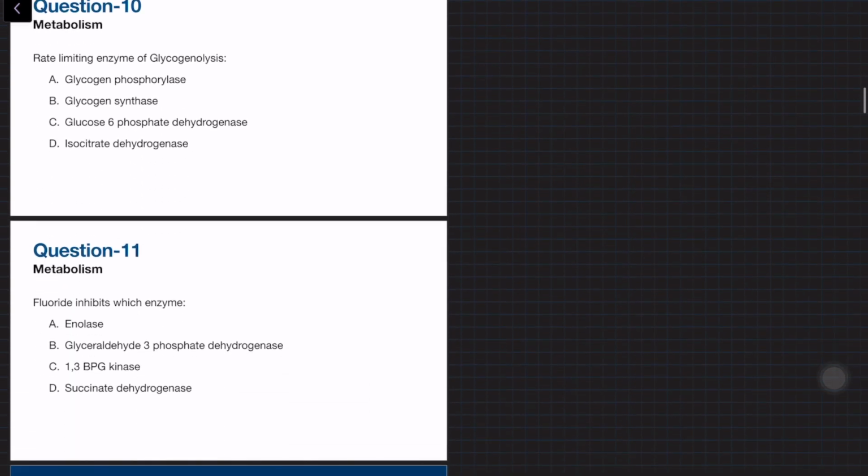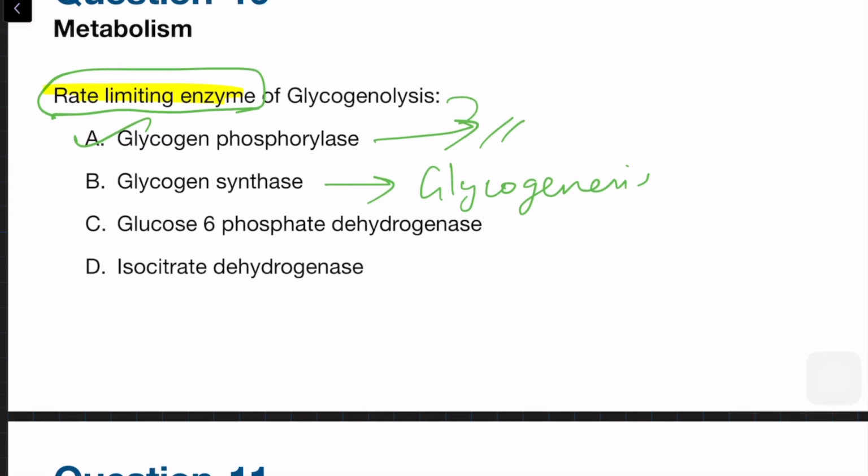Okay. Rate limiting enzyme of glycogenolysis. Rate limiting enzymes, in biochemistry any question you can get wrong except these. If you don't get these right, you have not prepared for the exam. Okay. So rate limiting enzymes, everything you should know. Glycogen phosphorylase is the rate limiting enzyme for glycogenolysis. This is the correct answer. What about others? Glycogen synthase for glycogenesis. Okay, G6PD is for the HMP pathway. It is the pentose sugar pathway. Isocitrate dehydrogenase is for the Krebs cycle or TCA cycle.